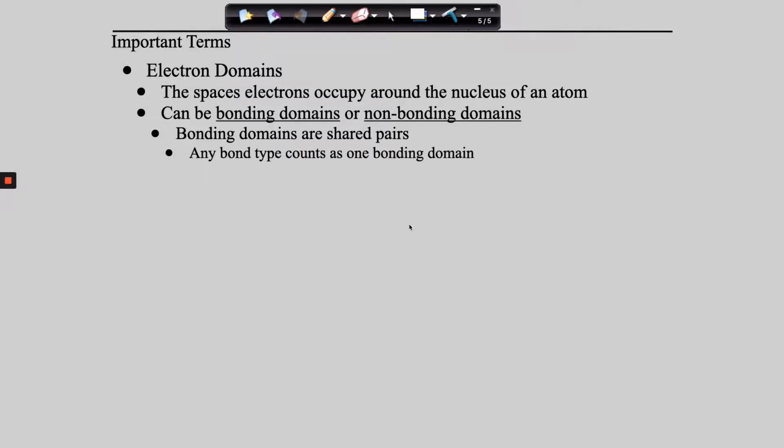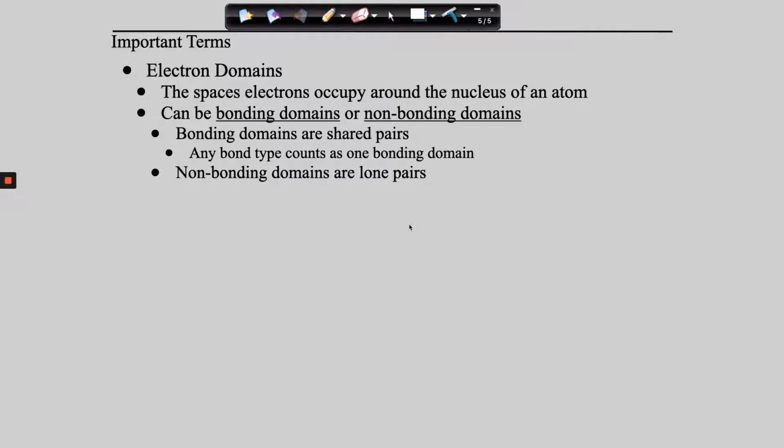And then guys, you don't need to write this down. I'll show you what this means. Any type of bond counts as one domain. And I know that seems muddled, but you'll understand in a second. And then guys, the non-bonding domains are the lone pairs. And you'll notice it says non-bonding domains. And then there's a place for you to write in that those are the lone pairs.